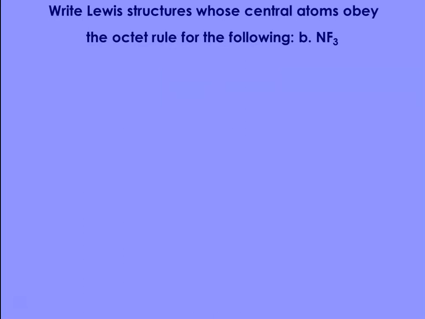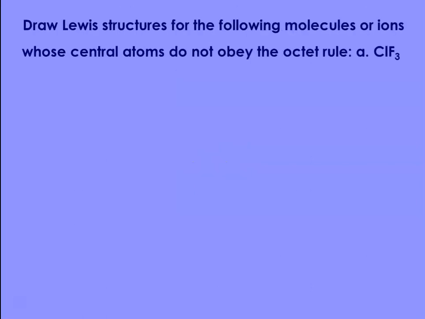With NF3, nitrogen has 5 valence electrons, fluorine has 7. 3 times 7 gives me 21, and then the 5 from nitrogen would give me a total of 26. Nitrogen is less electronegative than fluorine, so it'll go in the center. We used up 6 of the 26 electrons to connect nitrogen to each of the fluorine atoms. 20 are left. We're going to use up 18 of them to take care of the lone electron pair needs of fluorine. We have 1 pair left. Nitrogen needs 1 more pair of electrons to get its full octet. And so now all atoms in this molecule are surrounded by 4 pairs of electrons. We have a stable molecule.